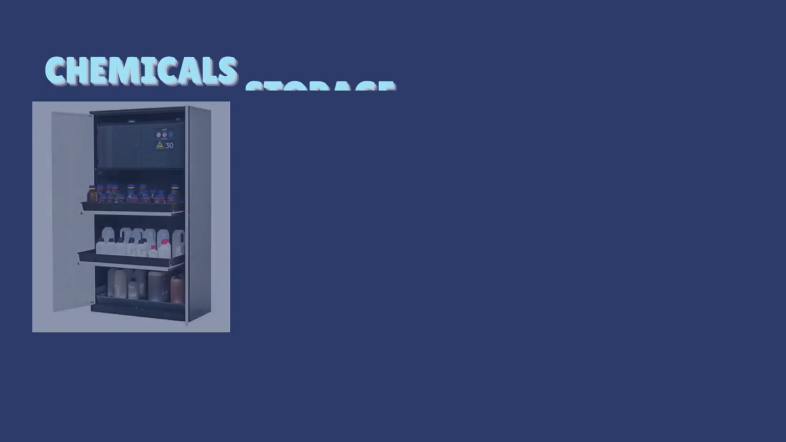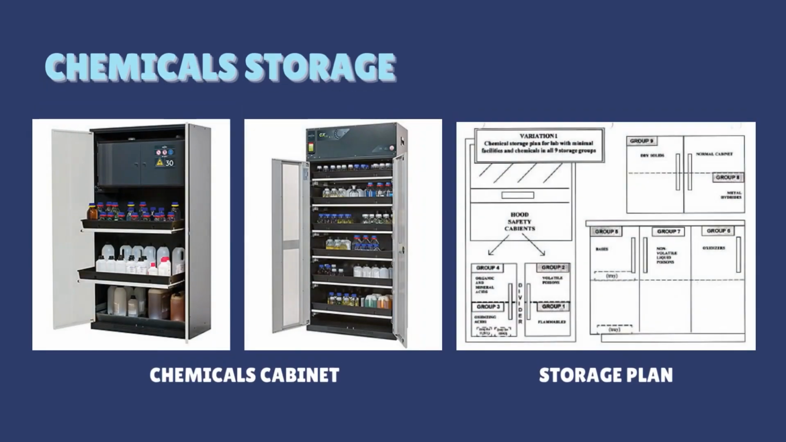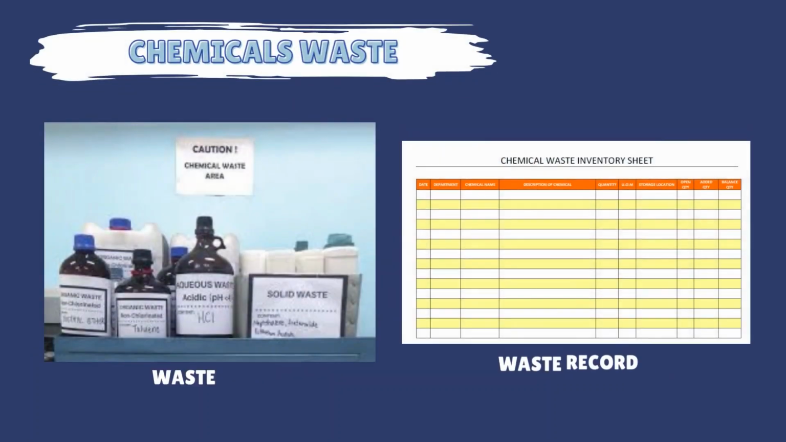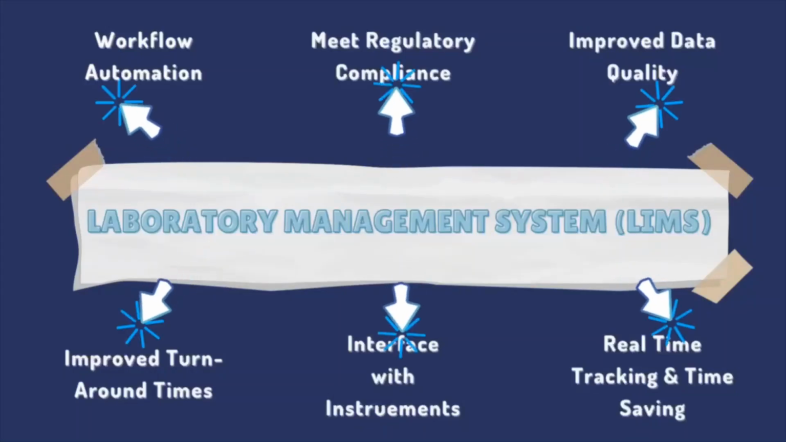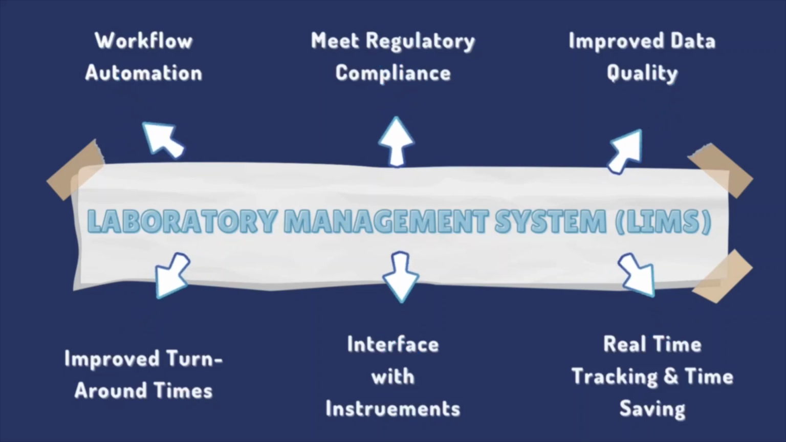Chemicals can be stored in a cabinet that suits their characteristics, and a storage plan can be prepared to navigate the operator to the chemical. A waste area should be provided in the room, and a waste record should be prepared to track the chemical stock. Now, let's look into the Laboratory Information Management System, also known as LIMS.